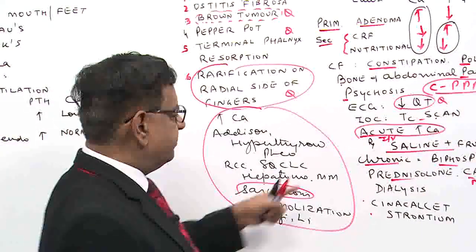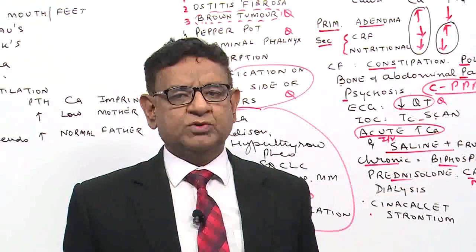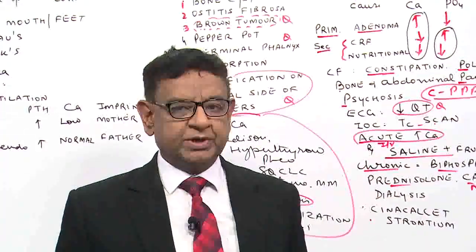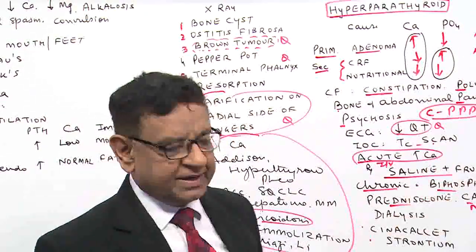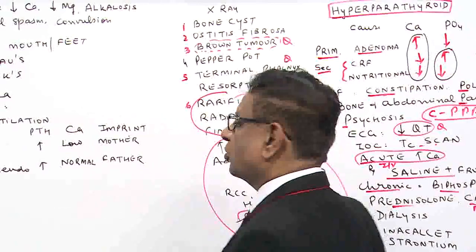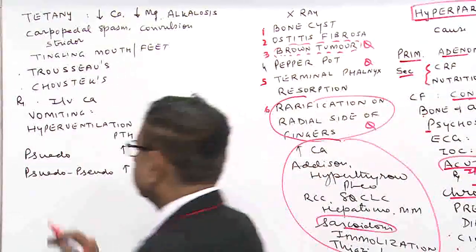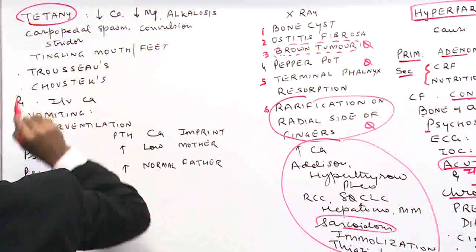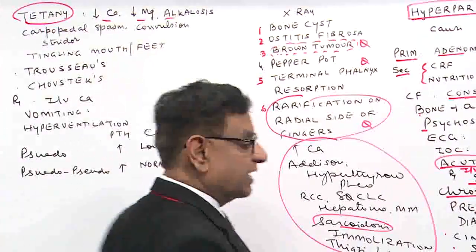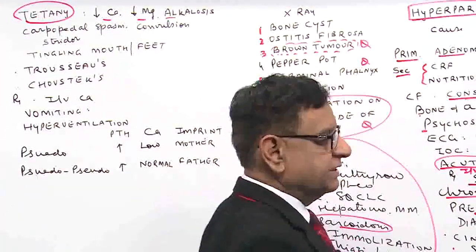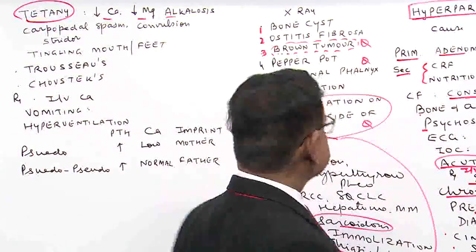Well, the final treatment, if you locate the tumor, finally the treatment is always surgery, because you have to remove the tumor, but this is done only in some cases. We always try to manage medically. Now we talk about hypoparathyroidism, which manifests as tetany. Tetany can occur due to low calcium, low magnesium, and any cause of alkalosis. Okay? Especially hyperventilation, which leads to respiratory alkalosis.